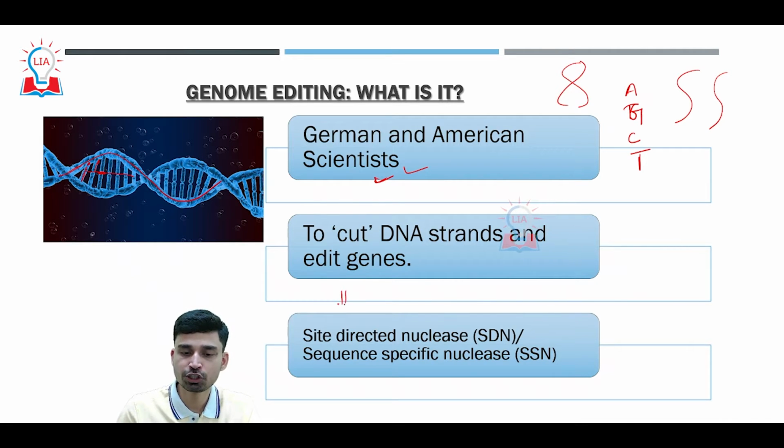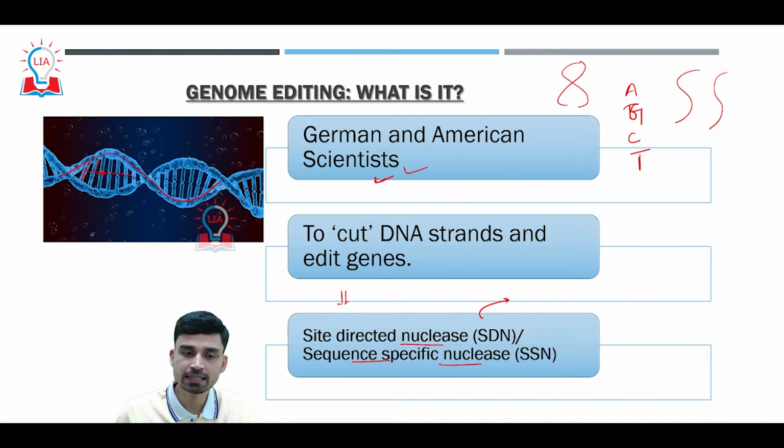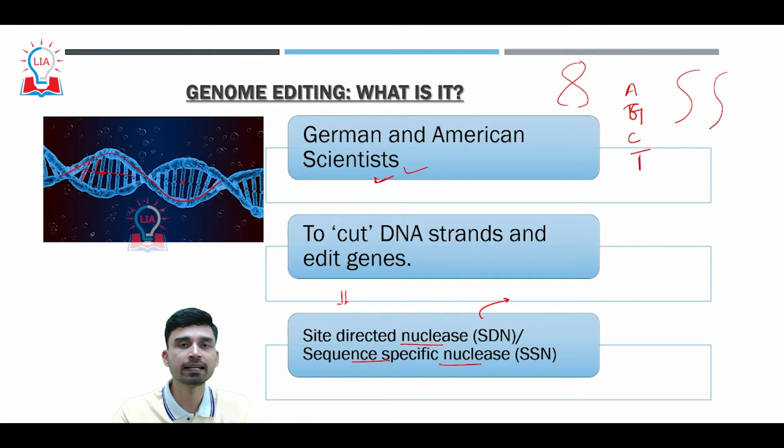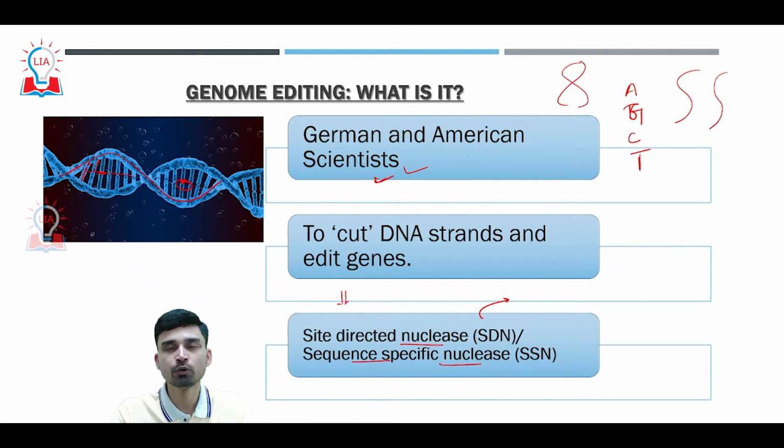This cutting of the DNA can be done by two different kinds of enzymes: site-directed nucleases, also called SDN in short, and sequence-specific nucleases, called SSN. A nuclease is basically a kind of enzyme which produces a cut in the structure of DNA. SDN is directed at a particular site. For example, by employing the SDN technique to edit genomes, scientists can target any particular region of the DNA and that nuclease will make a cut there.